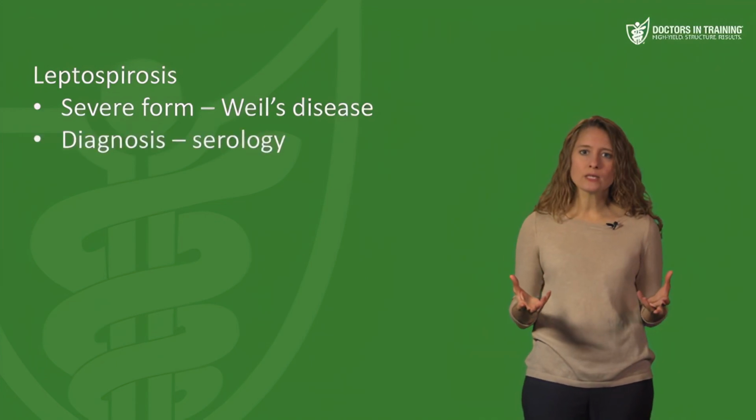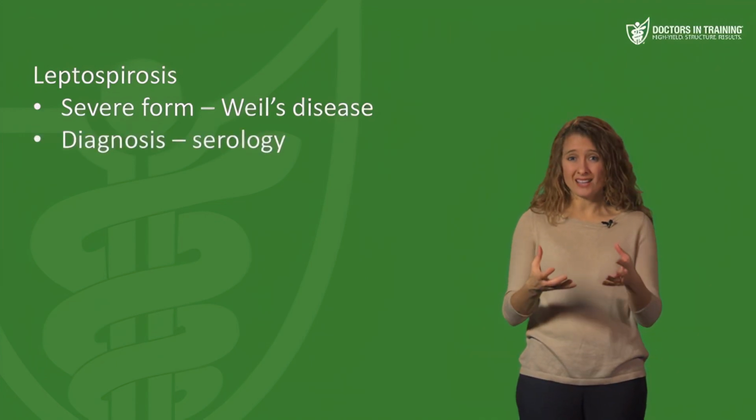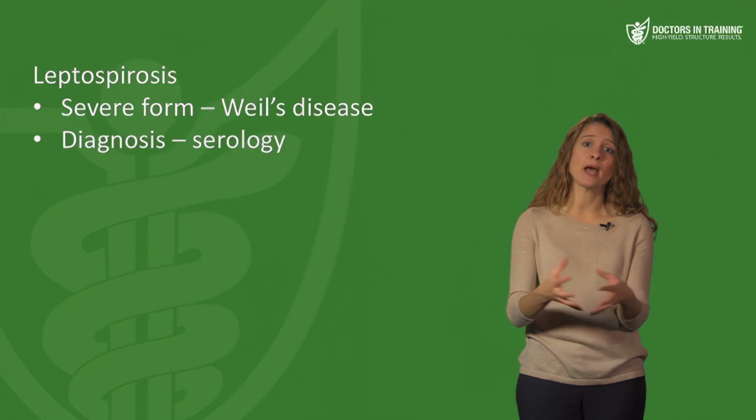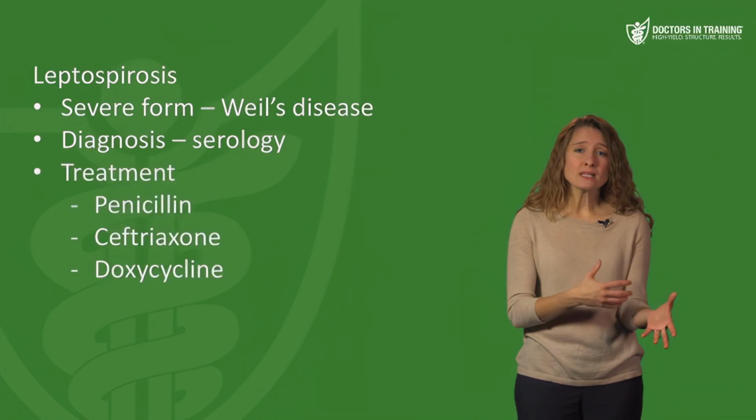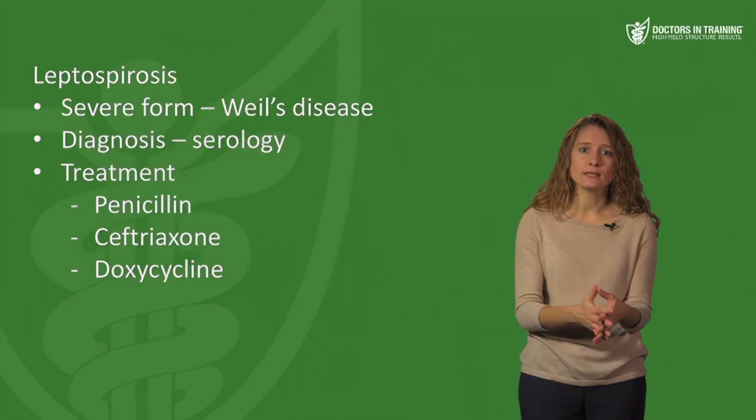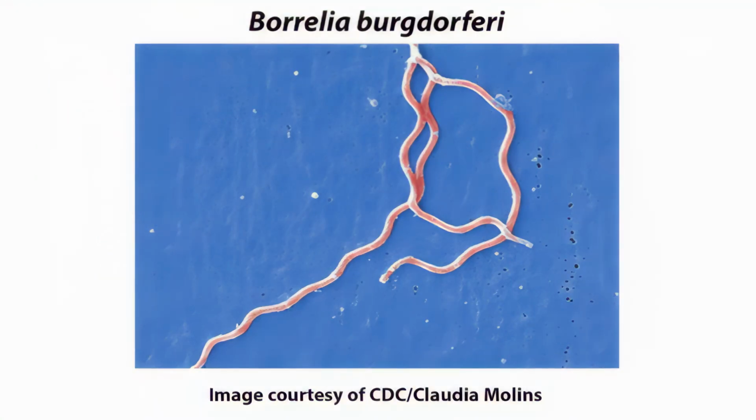So how do we diagnose this? We use serology, that is, we look for antibodies to the Leptospira. And we treat this with penicillin, ceftriaxone, or doxycycline. All right, moving on to our next spirochete, Borrelia burgdorferi.